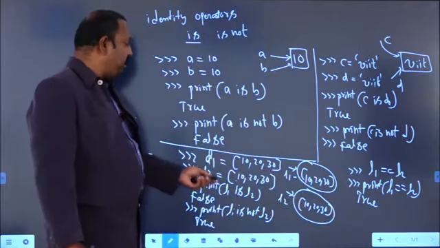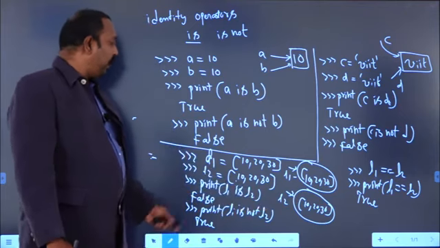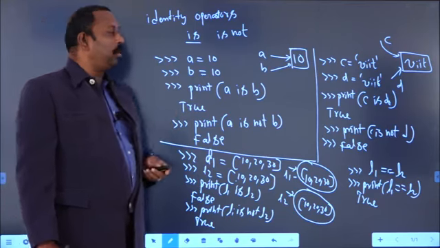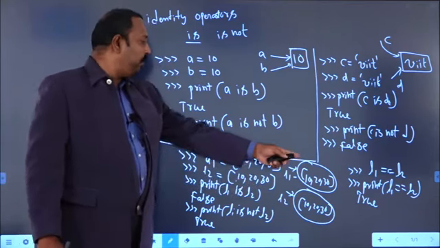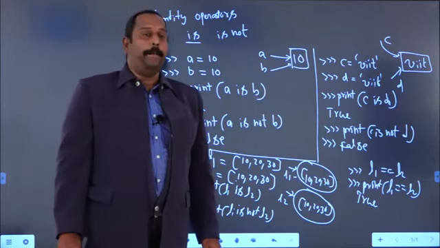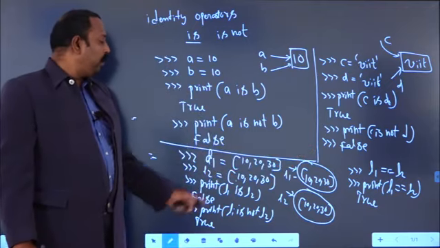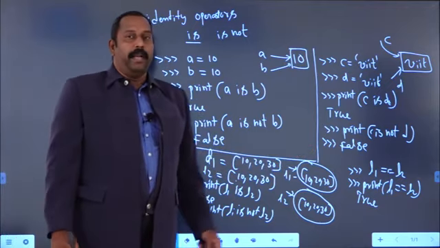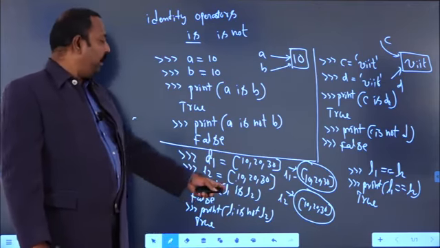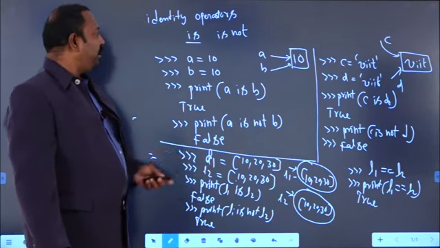But in the case of the is operator, it will compare the addresses. Both the addresses are not the same, so you will get the output false. This is the difference between is and is not operators. This is very, very important. What is the difference between the equality operator and the is operator? The equality operator compares the content of both operands, and the is operator compares both addresses. If both operand addresses are the same, then you will get the output true in the case of the is operator.